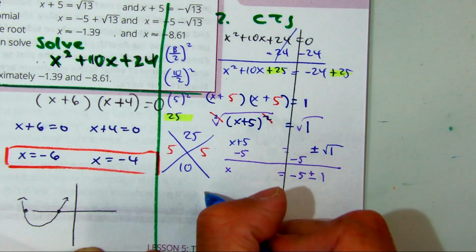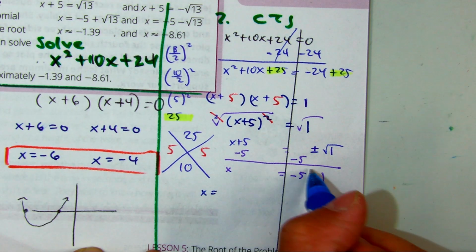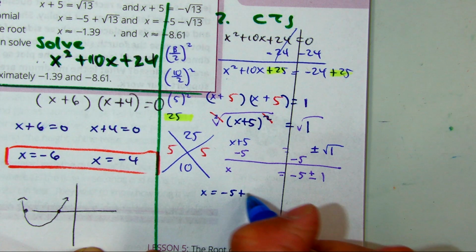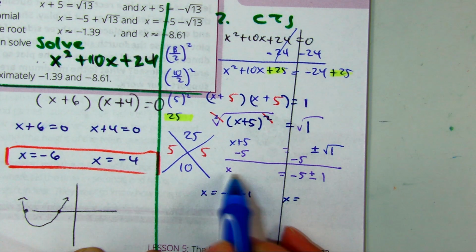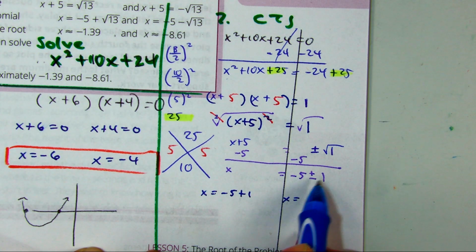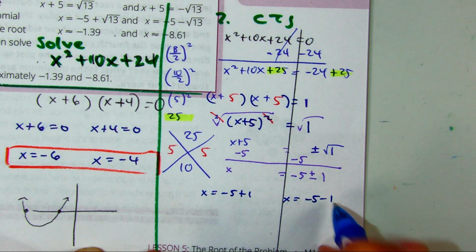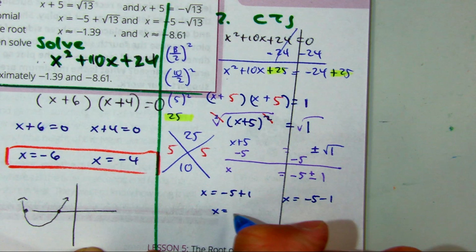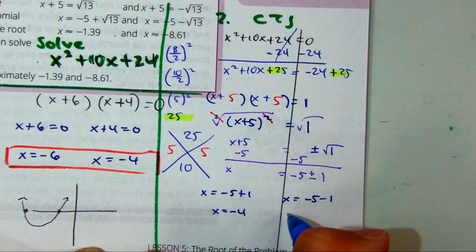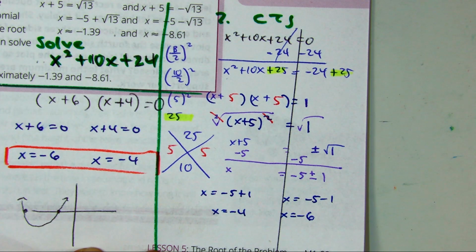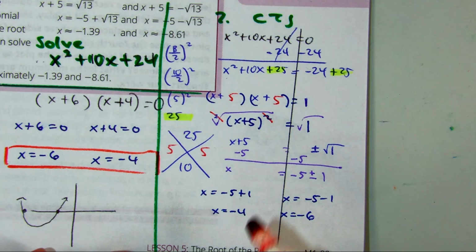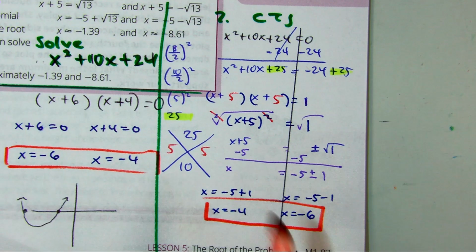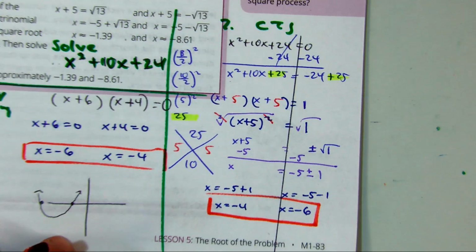It's -5 plus 1 and -5 minus 1. Class, what's -5 plus 1? -4, and -5 minus 1 is -6. Oh, we got the same two answers as when we were factoring.